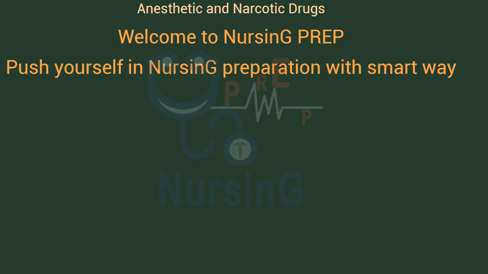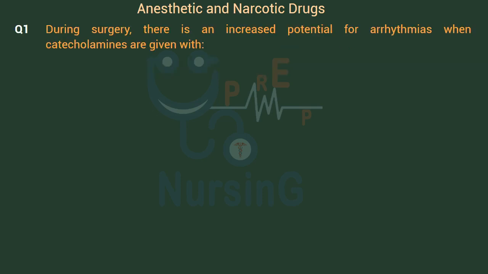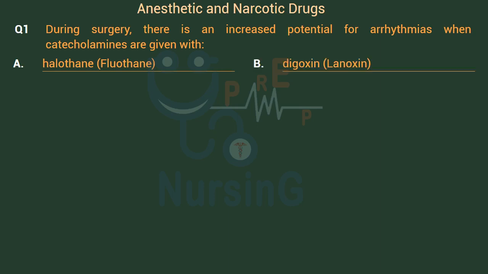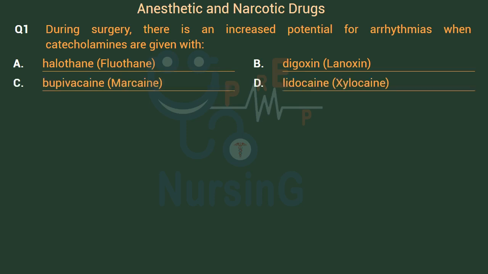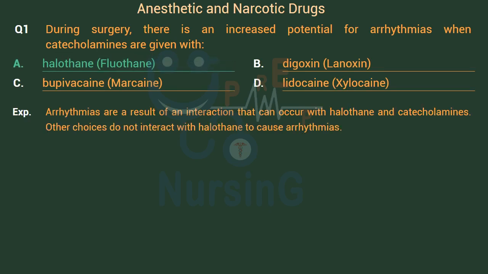Anesthetic and narcotic drugs. During surgery, there is an increased potential for arrhythmias when catecholamines are given with: Option A, Halothane, Fluothane. Option B, Digoxin, Lanoxin. Option C, Bupivacaine, Marcaine. Option D, Lidocaine, Xylocaine. Right answer is Option A, Halothane, Fluothane. Arrhythmias are a result of an interaction that can occur with halothane and catecholamines. Other choices do not interact with halothane to cause arrhythmias.